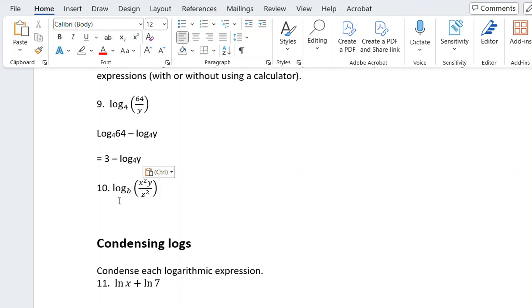Looking at number 10, we have log base b of x squared times y divided by z squared. So because we have division here, I can break that up into two separate logs that are subtracted. All my logs here are going to be base b. So we have log base b of x squared times y minus log base b of z squared.